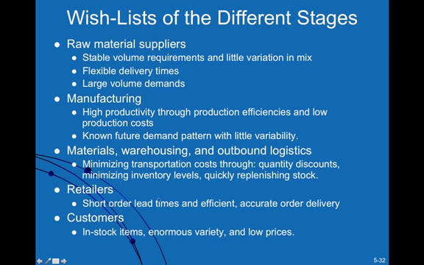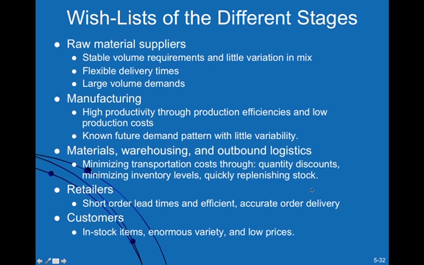Retailers want short order lead times. They want an efficient, accurate order delivery system. Well, if you think about it, you go backwards, you have materials warehousing and outbound logistics. Well, they want to minimize transportation. So if you're going to try to minimize transportation costs, then you may want to wait until you have economies of scale. You might allow inventory to pile up and then do full truckloads. Full truckloads of delivery allow you to spread the cost over all of the items. However, that does not enable shorter lead times for retailers.